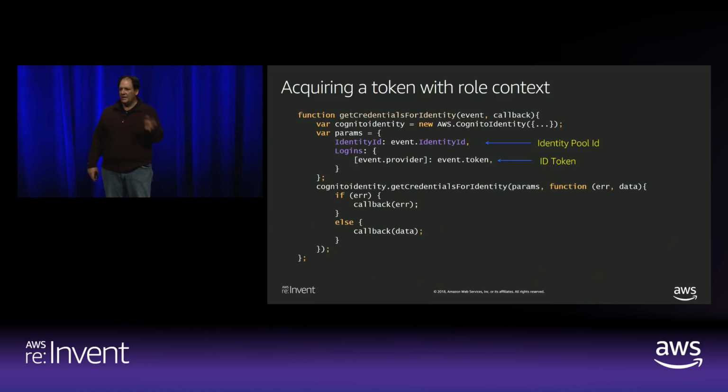We didn't give it a role. We didn't give it anything else. We just have whatever the token is from your identity. And now we make this Cognito call. This is a Cognito API call here: Cognito identity, get credentials for identity. And that takes this param struct that we populated.